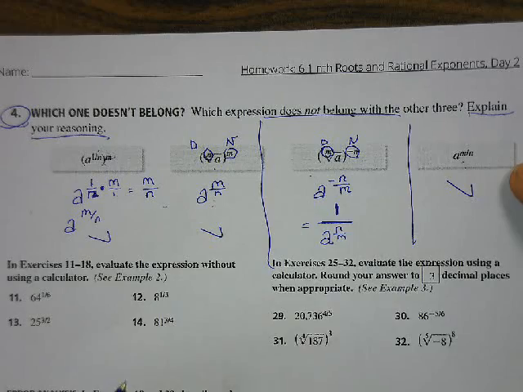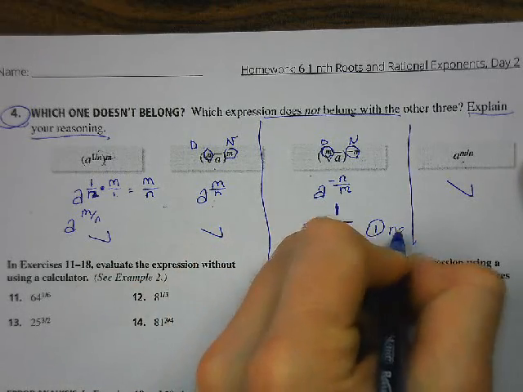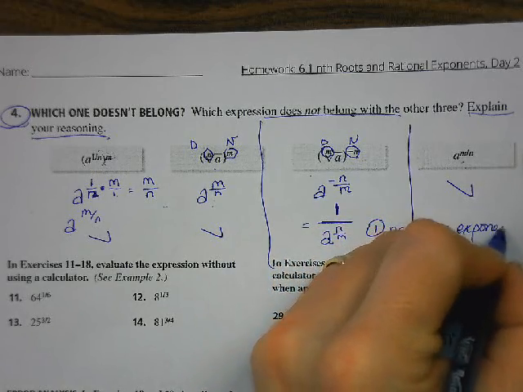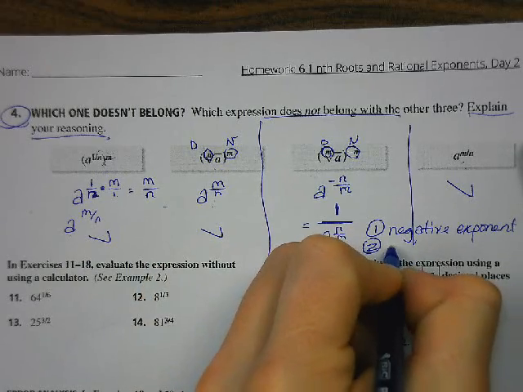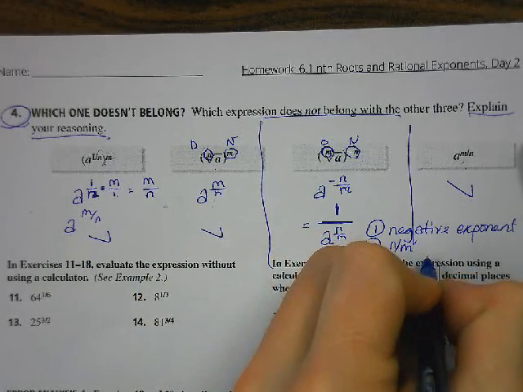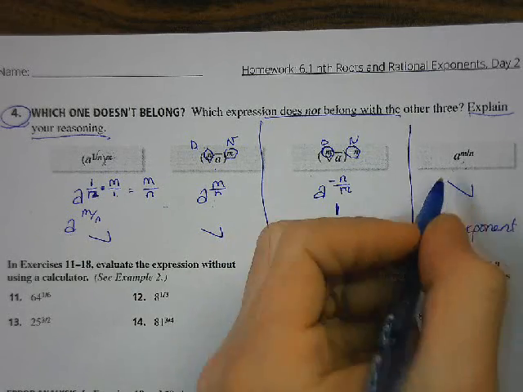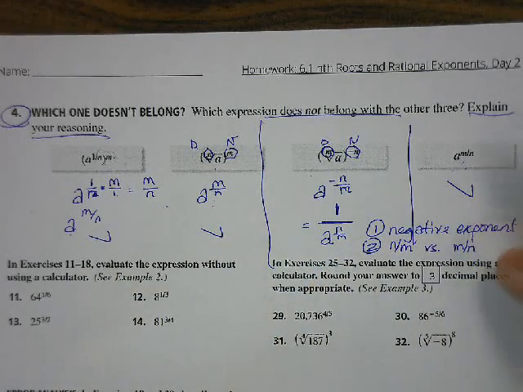So this right here, you can see it's different for two reasons. One, there's a negative exponent. And two, the n over m versus on the other ones, they are m over n. So both of those reasons are what makes this one different.